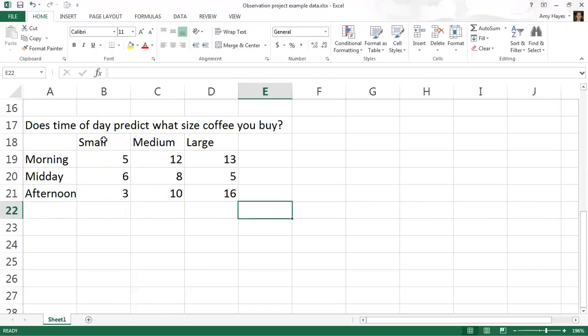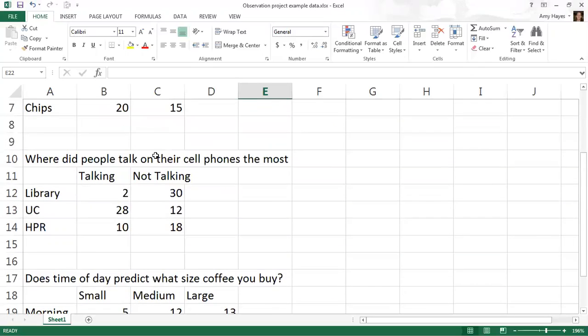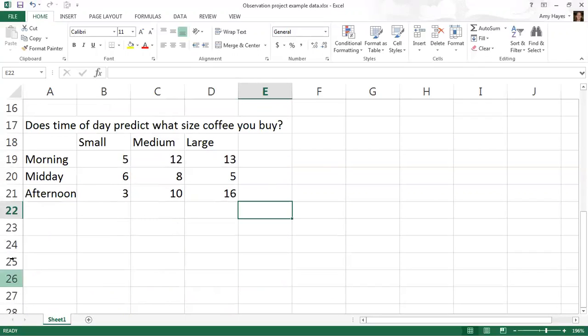So let's say you're looking at a study where you're seeing, does the time of day when you're collecting data predict what size coffee people are buying? So you collected data at 3 different times of day, and you're writing down the frequency of who buys a small, who buys a medium, who buys a large. So all you have to do when you have more than just this 2x2, you just add another column or you just add another row. These cells, remember, they still represent the total number of observations, the frequency of people who bought a medium in the afternoon across all of the people in your group.